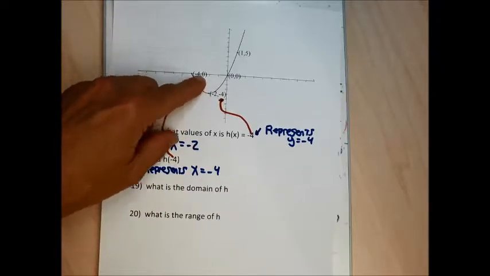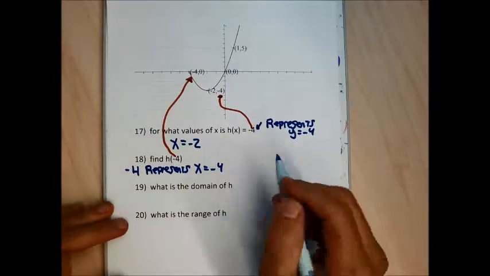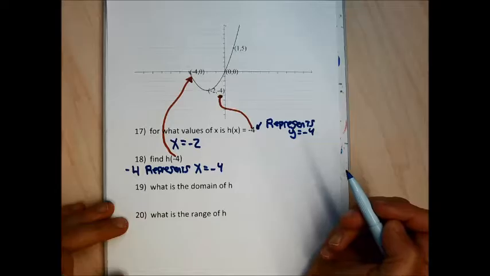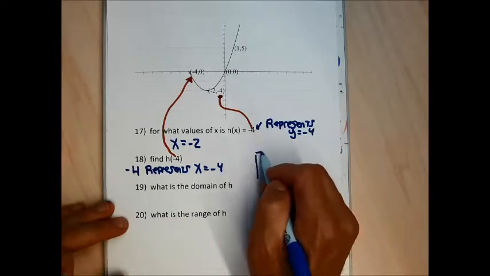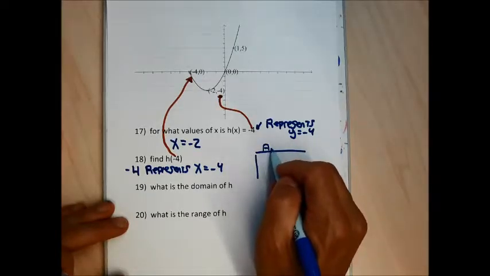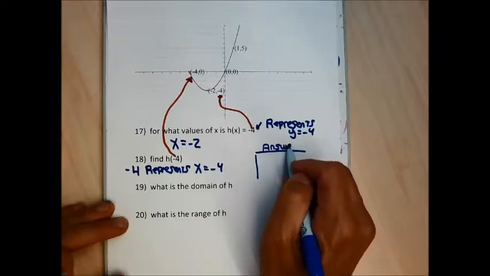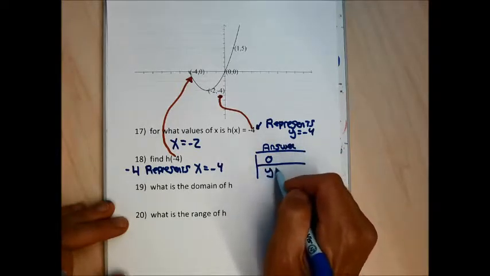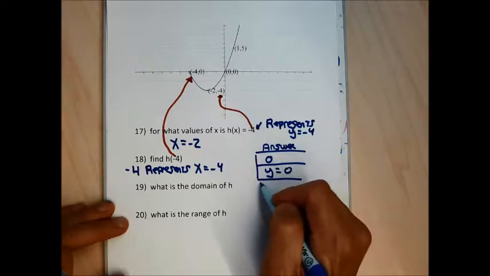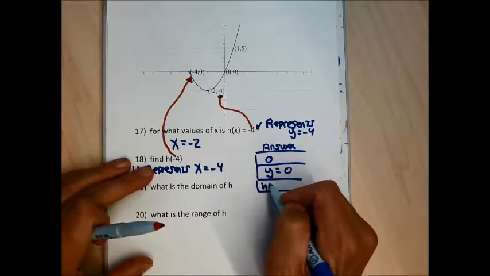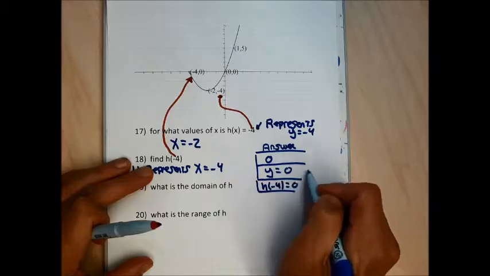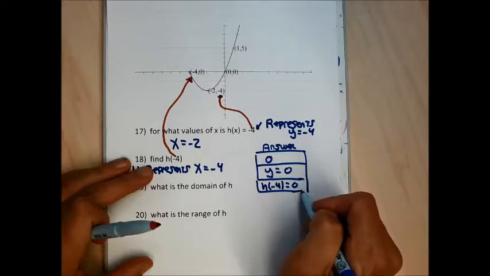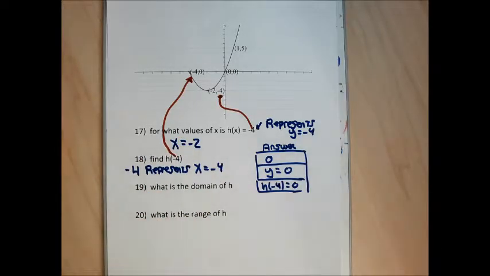For my answer, I can just write y equal to 0, or I can write h of negative 4 equal to 0, or I can write 0. So my answer, there's lots of choices here. My answer to part B, if you just wrote the number 0 down, that's completely fine. If you wrote y equal to 0 down, that's equally fine. And if you wrote the problem, h of negative 4, and wrote equal to 0, that's also fine. They're all equally fine. The bottom one's probably the best answer.